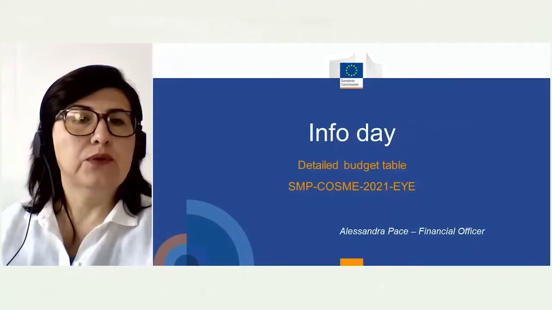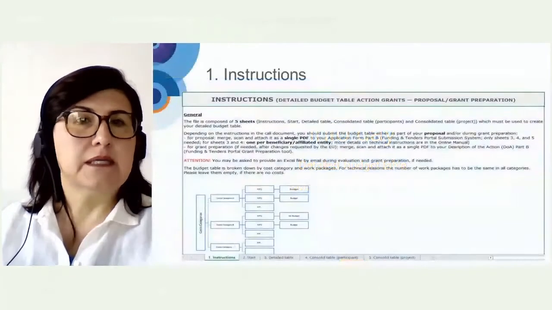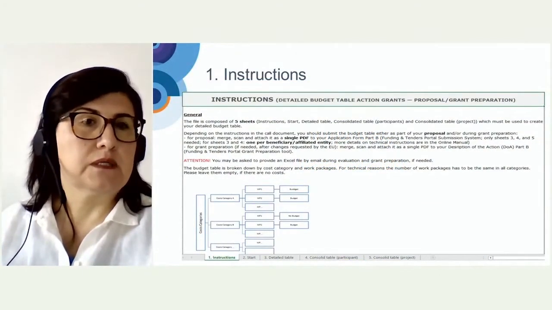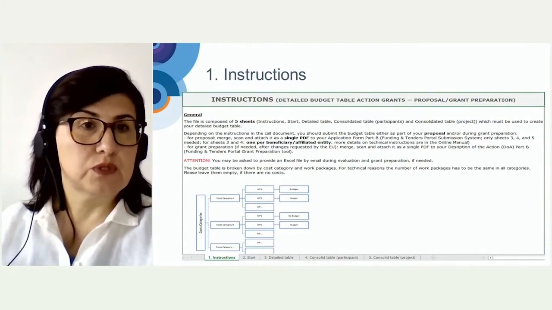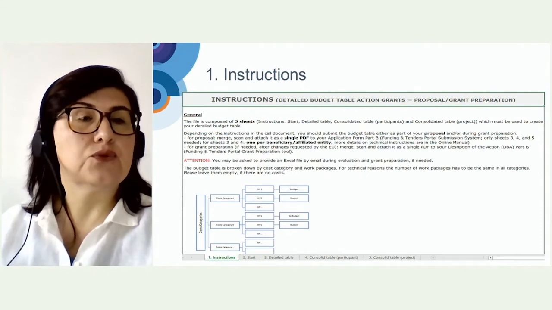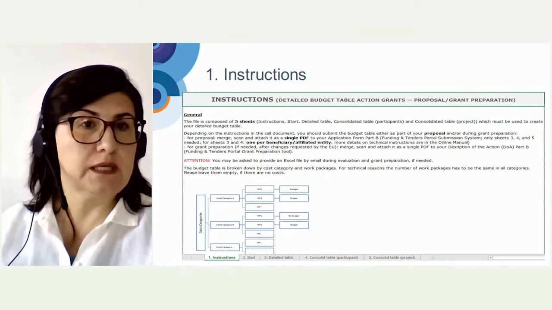Today, I will talk to you about the detailed budget table that you have to include in your proposal in order to participate in the call for Erasmus for Young Entrepreneurs. I will show you the main features of the detailed budget tables and also some other parts of the proposal where you have to encode the same figures that you budget in the detailed budget table.